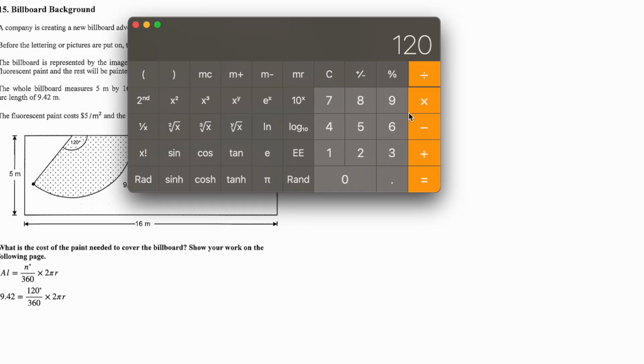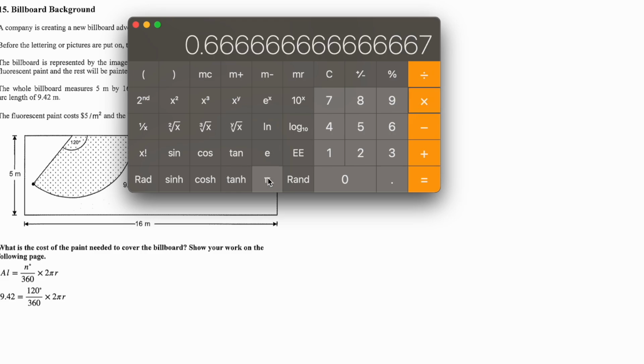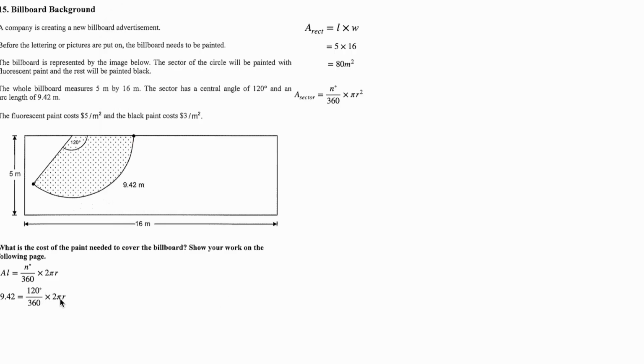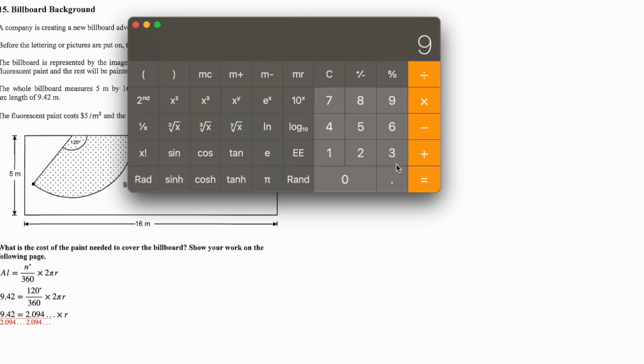120 divided by 360 times 2 times pi is 2.094395, and it goes on for a while. Replace all of this with 2.094 times the radius. I want to get the radius alone. The 2.094 is multiplying it, so I'm going to divide both sides by 2.094. 9.42 divided by 2.094395, and it goes on forever. Then I press the equals.